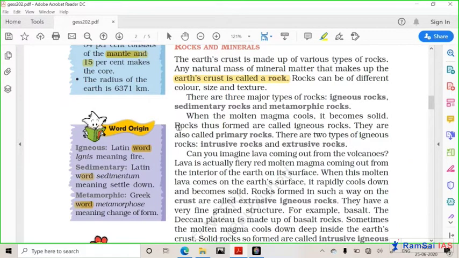This word is coming from sedimentum. Sedimentum means settling down. So the word sedimentary rock is coming from sedimentum.